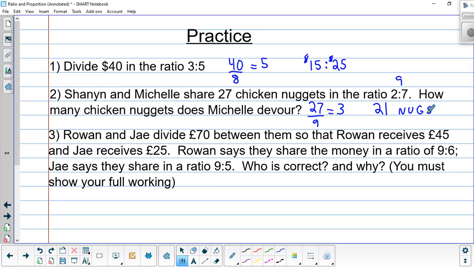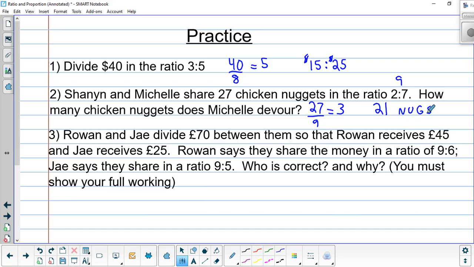Question 3. Rowan and Jay divide 70 pounds between them so that Rowan receives 45 and Jay receives 25. Rowan says they share the money in a ratio 9 to 6. Jay says they share the ratio in 9 to 5. Who is correct and why? So, 2 parts to this question. Who is correct? That'll come out at the end. The why is our work.